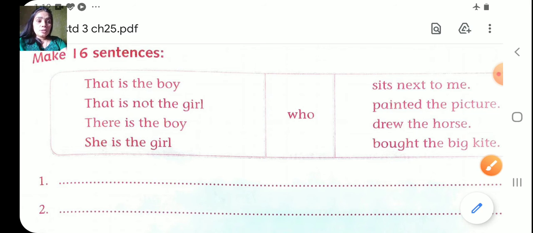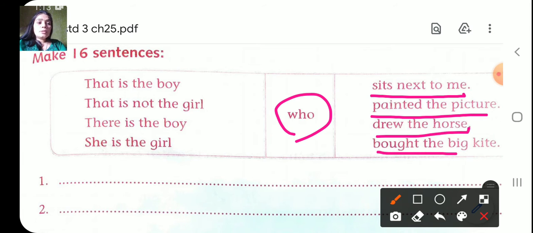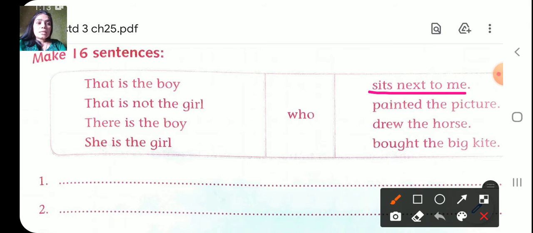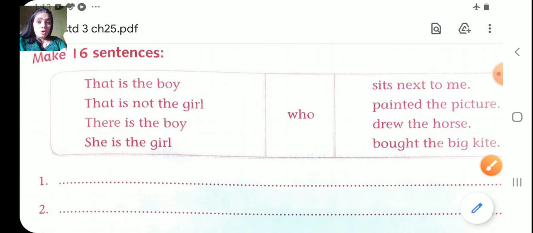Okay. Now in the middle column, here it is given WHO. Who? And in the last column: sits next to me, painted the picture, drew the horse, bought the big kite. Going to read you again. Sits next to me, painted the picture, drew the horse, bought the big kite. Okay, now here first column four lines, middle column only one word, and the last column four lines.